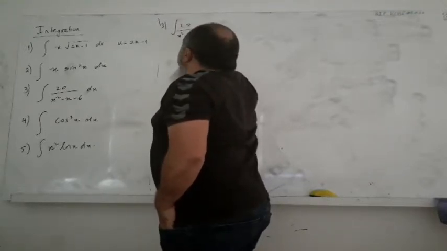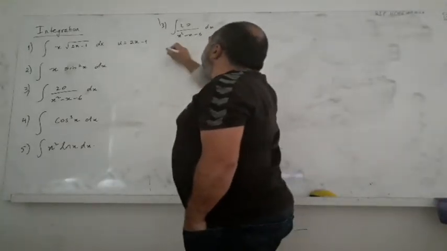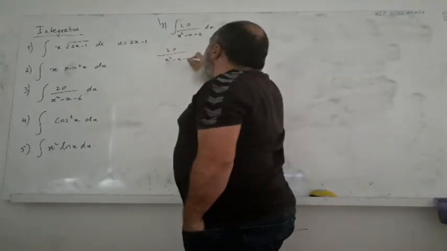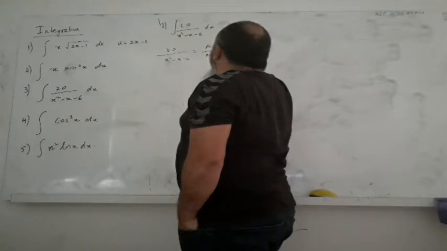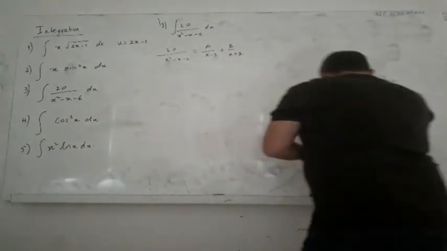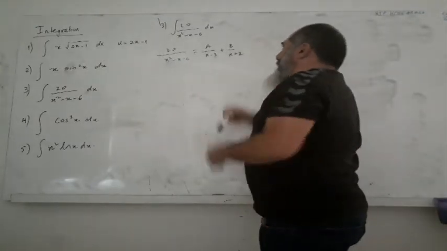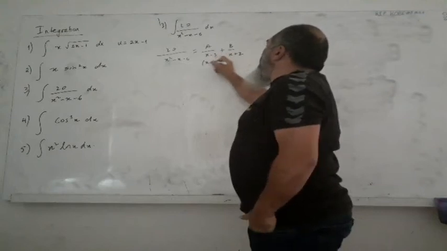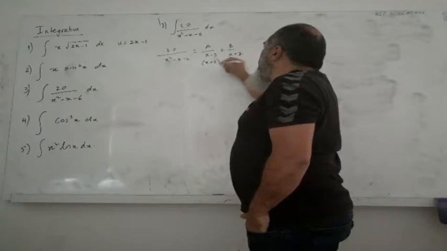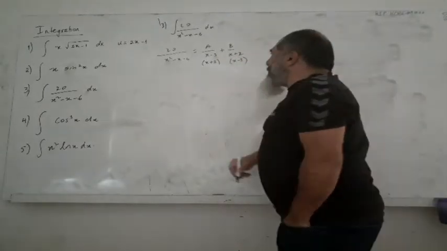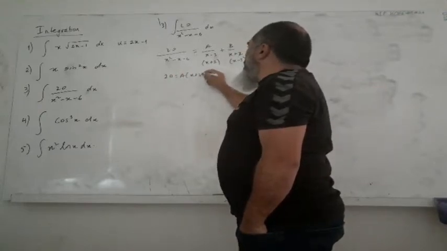So say that 20 over x squared minus x minus 6 is equal to a over x minus 3 plus b over x plus 2, where x minus 3 and x plus 2 are factors of x squared minus x minus 6. So to equate the denominator, we have to multiply the first fraction by x plus 2 and the second fraction by x minus 3. Then say that 20 is equal to a times x plus 2 plus b times x minus 3, because the denominators are equal.